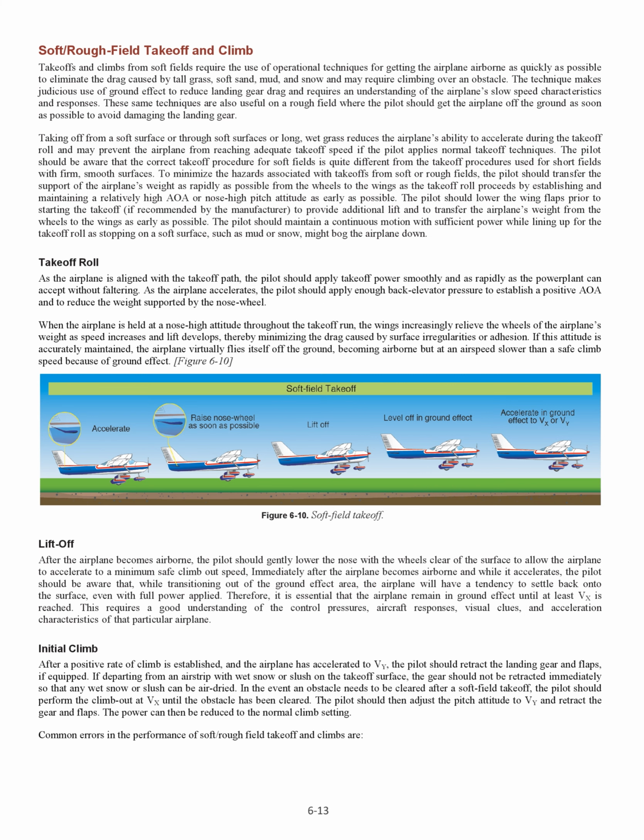Takeoff roll. As the airplane is aligned with the takeoff path, the pilot should apply takeoff power smoothly and as rapidly as the powerplant can accept without faltering. As the airplane accelerates, the pilot should apply enough back elevator pressure to establish a positive AOA and to reduce the weight supported by the nose wheel. When the airplane is held at a nose-high attitude throughout the takeoff run, the wings increasingly relieve the wheels of the airplane's weight as speed increases and lift develops, thereby minimizing the drag caused by surface irregularities or adhesion. If this attitude is accurately maintained, the airplane virtually flies itself off the ground, becoming airborne but at an airspeed slower than a safe climb speed because of ground effect.